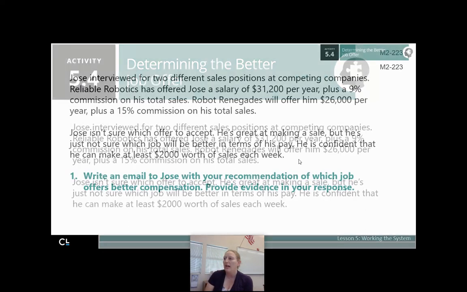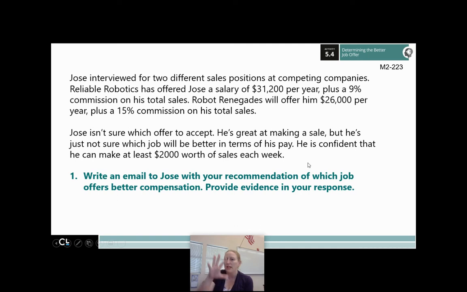So again, you're not actually going to write an email. You're going to write it down below here on your paper. Write to Jose with your recommendation of which job offers better compensation and provide evidence in your response, just like we were doing before. Go ahead and hit pause to work this out and then hit play when you're ready to check your work.